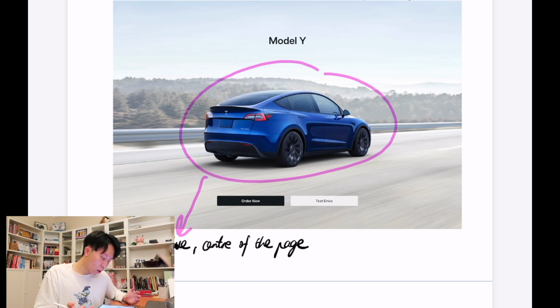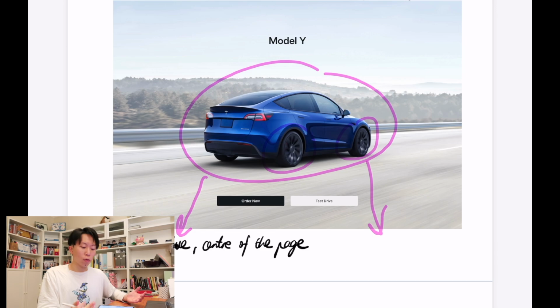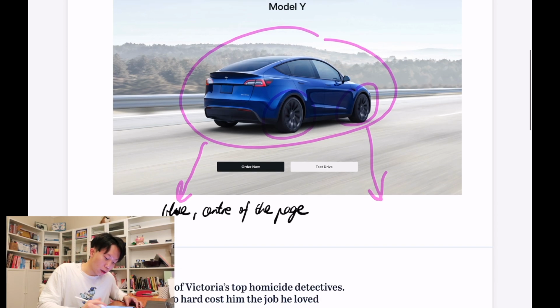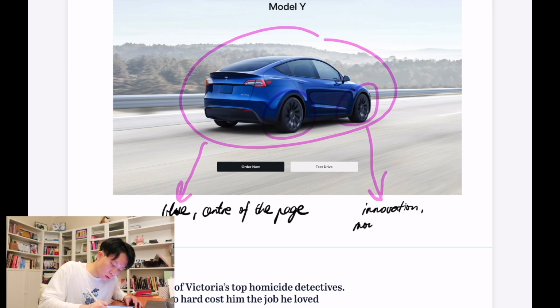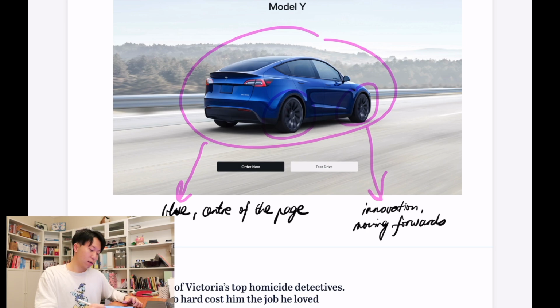The other point I would recognize about it is that the wheels are spinning. So why are the wheels spinning? If I had to think of a why, that would be playing into the idea of innovation, moving forwards, and gives it a bit more life. Like this car is going, it's working.